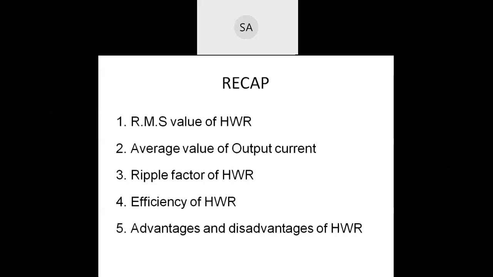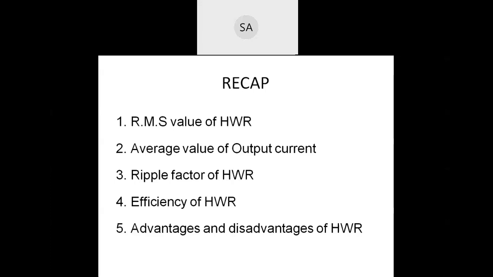And the ripple factor. This ripple factor is defined as the ratio of the RMS value of the AC component of the output to the average DC component of the output. So gamma is IRMS by IDC or VRMS by VDC. For the half-wave rectifier, the ripple factor is 1.21.